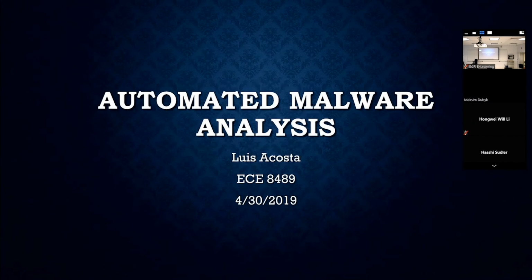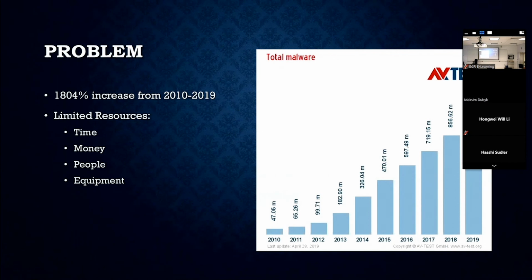My presentation is on automated malware analysis. So let's dive right in. One of the biggest problems that we're facing in the industry, as you see based on this chart here by E.T.F, is that from 2010 all the way till today, 2019, we see a massive increase in the total malware produced each year. If you do the mathematics behind it, it's about a 1,804% increase from 2010 to 2019, so about 200% year over year.